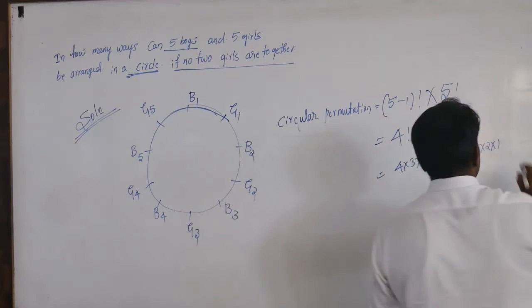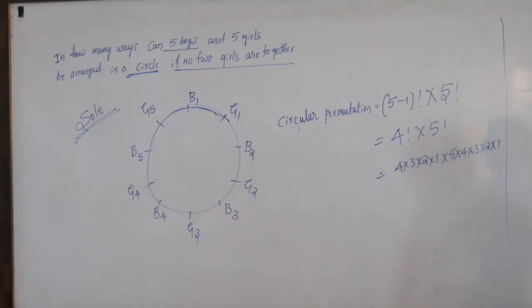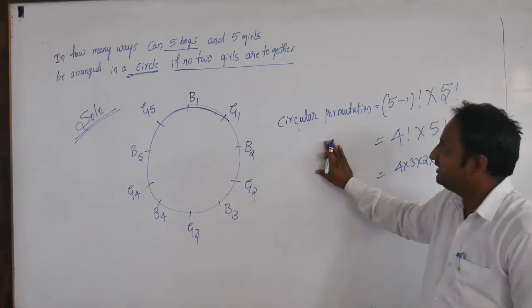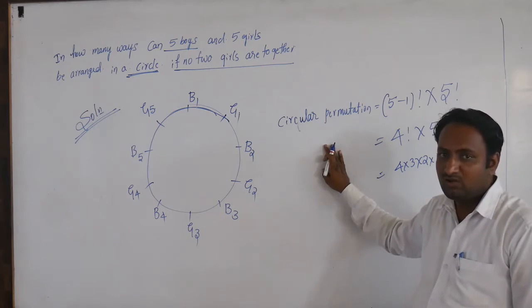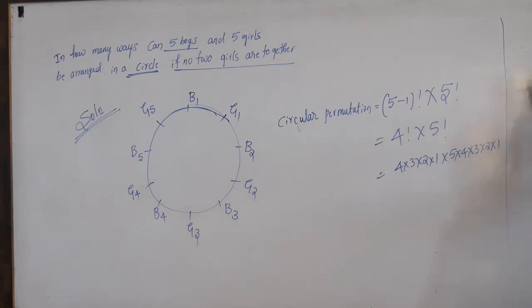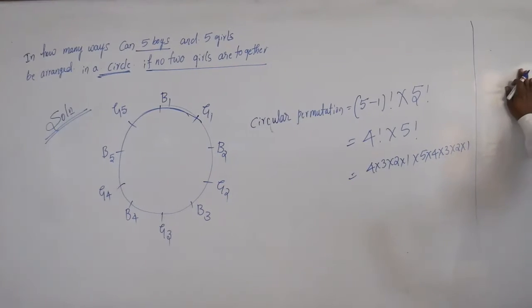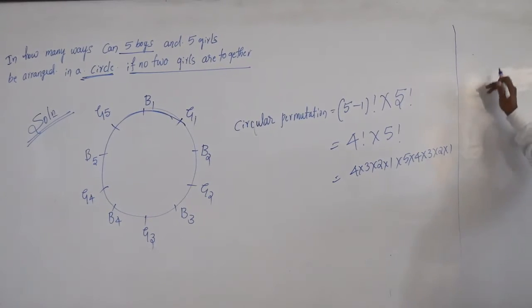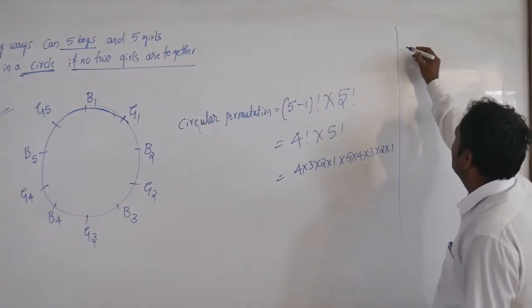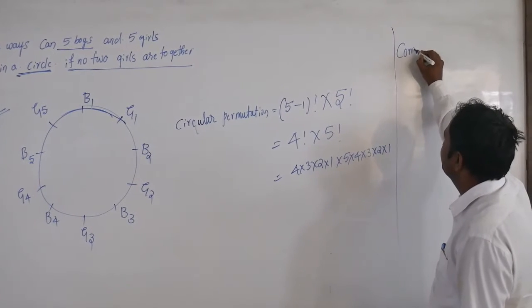For completing this problem, we can close the circular permutation concept. Permutation means an arrangement of things. We go to the next concept, which is combination.